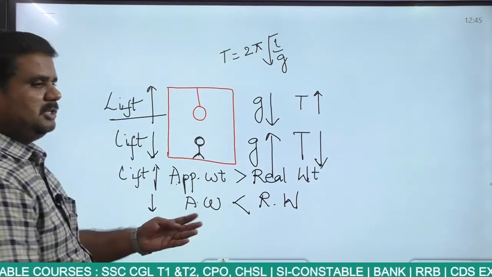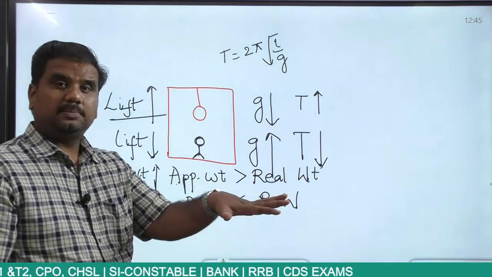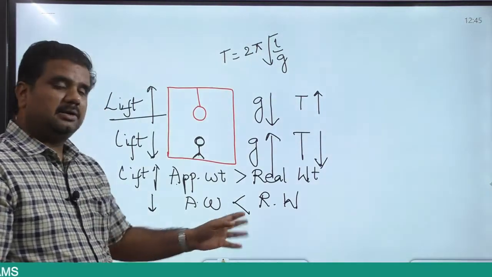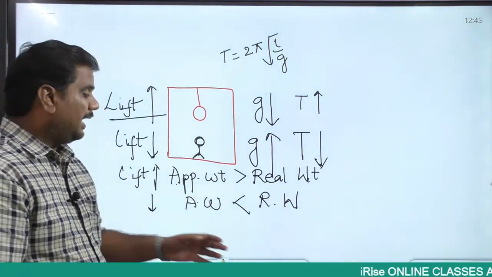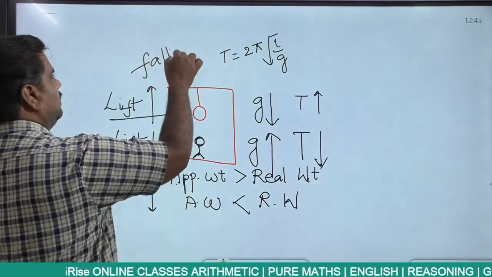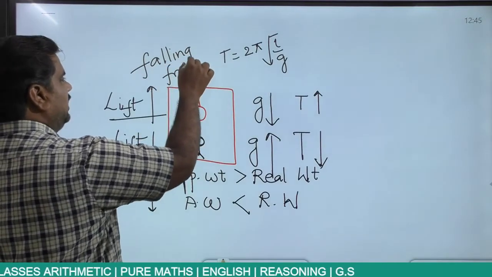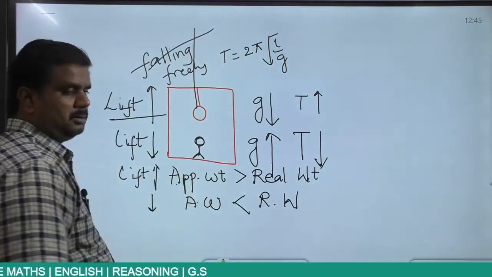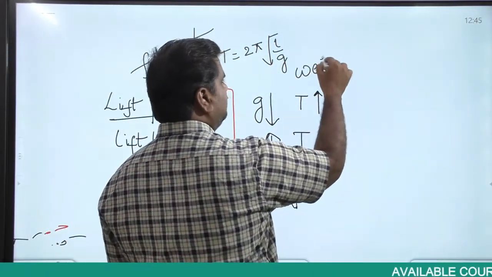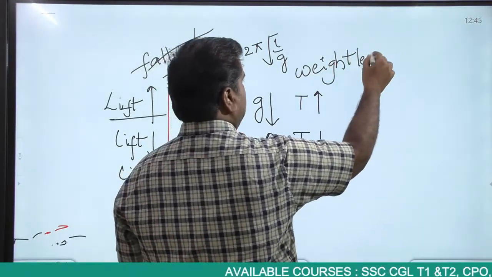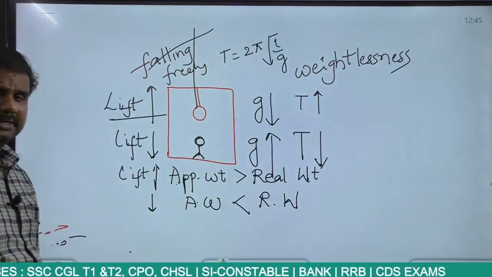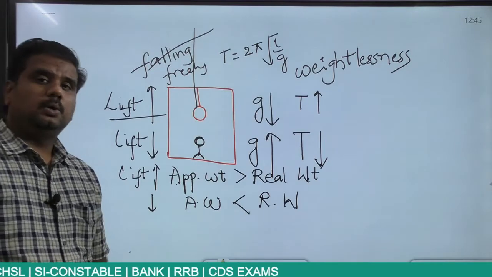Suppose the lift is on the 4th floor or 10th floor, but it is stationary. The lift is not moving. Then in that case, apparent weight and real weight will both be equal. Right? At the same time, if the lift is falling freely, which means the wire is broken and the lift falls freely, then in that case the person in the lift will experience weightlessness.